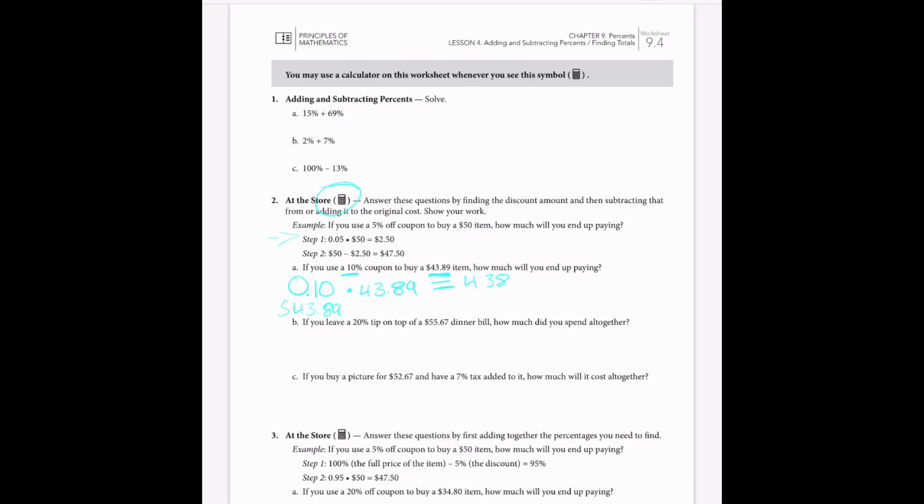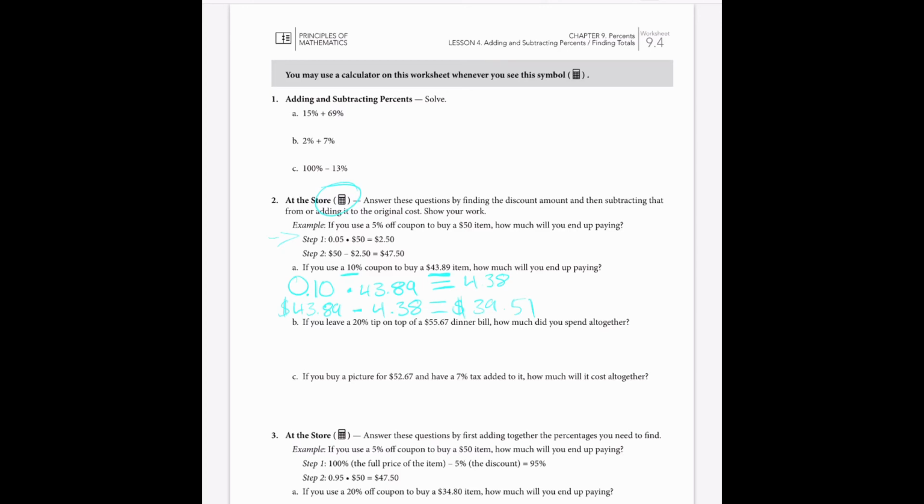$43.89. Let me put the dollar sign here. And we subtract it $4.38. All right, so hopefully if you guys did the first step correctly, you will have the correct answer here. That gives us, remember our dollar sign, $39.51. That is our answer for letter A.